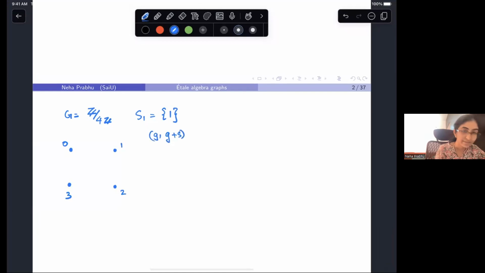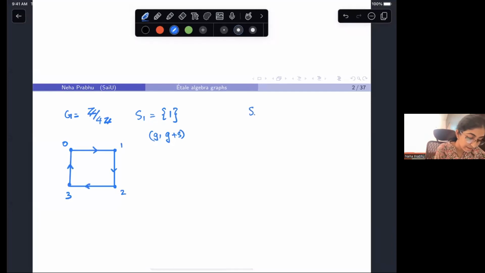So these are the start and end points of each edge. From 0, I go to 1. From 1, I go to 2. From 2, I go to 3. And from 3, I go to 4, which is the same as 0. So that's just my difference graph in this case.